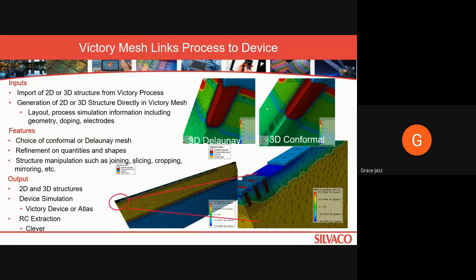Normally for 3D simulation, we support 3D conformal mesh and also 3D linear mesh. We can do localized optimization based on your junctions and interfaces, to reduce your mesh load without sacrificing accuracy too much.